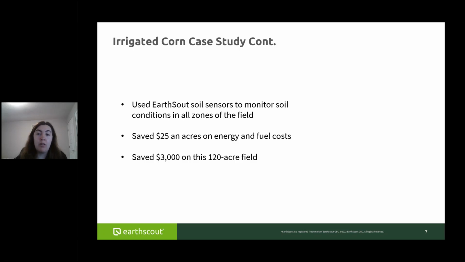And we see with growers who have 2 or 3 EarthScout units per field, we see these similar savings more because the data that we collect in more areas of the field reduces the errors in our estimations for irrigation.